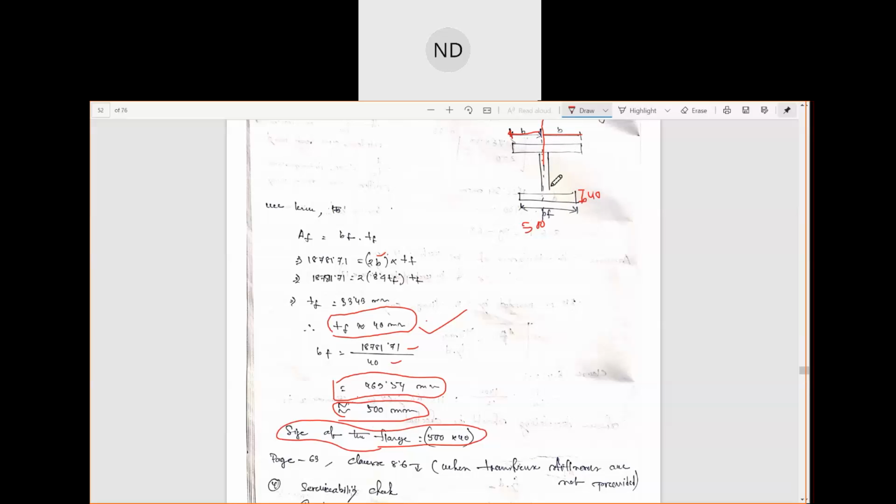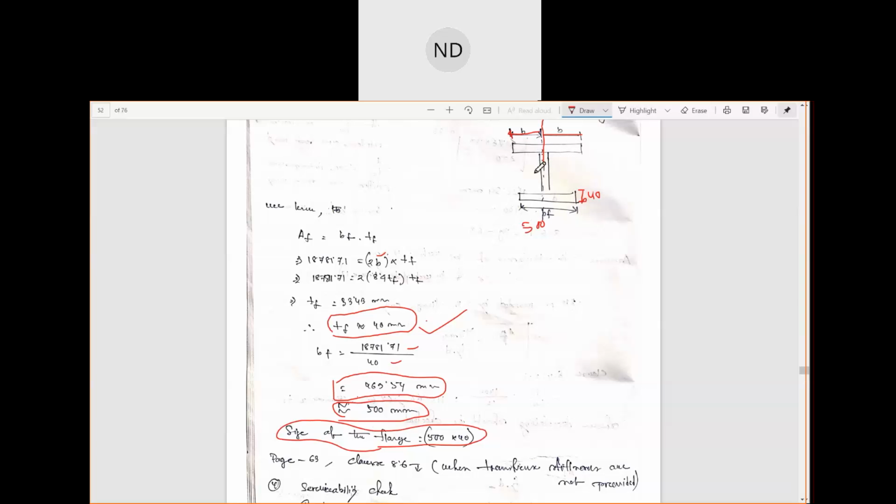We know the size of this web, 1400 into this one. How much was the thickness? 12 mm. So 1400 into 12. This is 500 into 40. So these sizes we know now.